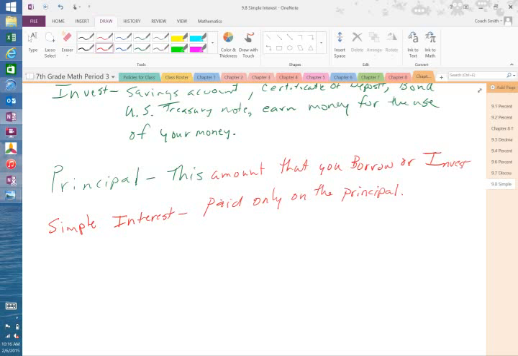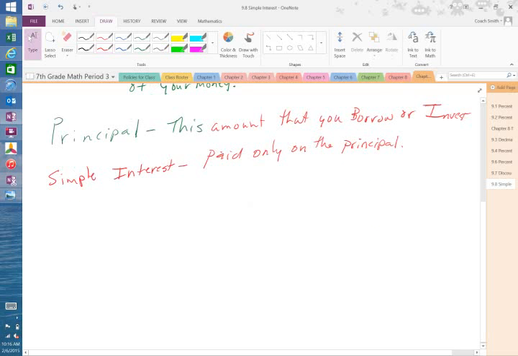Now, unfortunately, it works the same way with a loan. They're going to charge you for the unpaid balance each year, instead of taking the balance of $1,000, charging the interest that one time and dividing it out. So that's the difference between the two, simple interest and compound interest. Like I said, we're just working with simple interest this year.